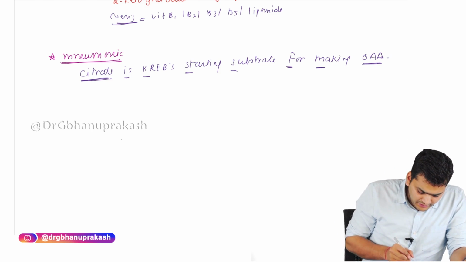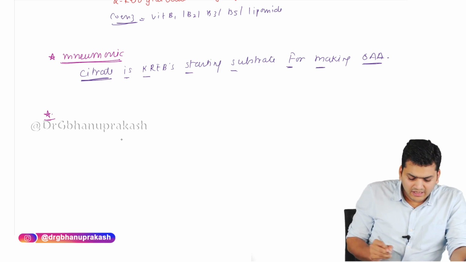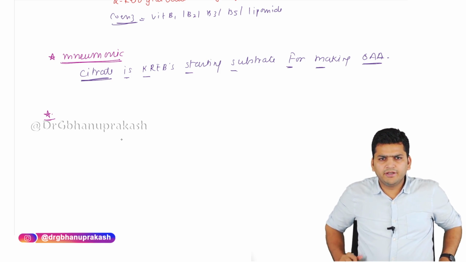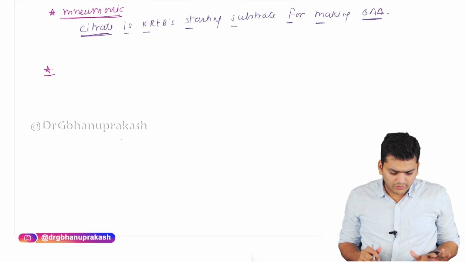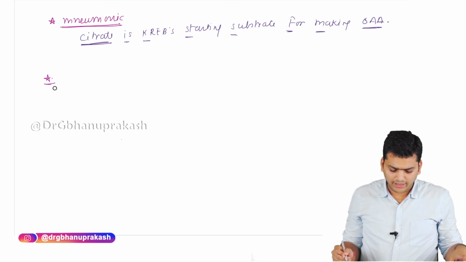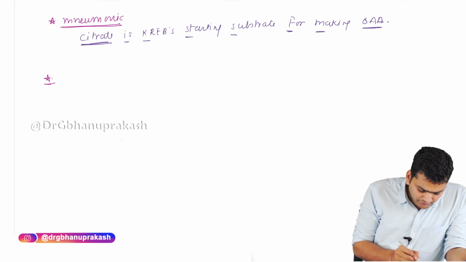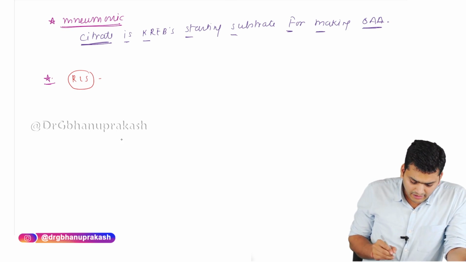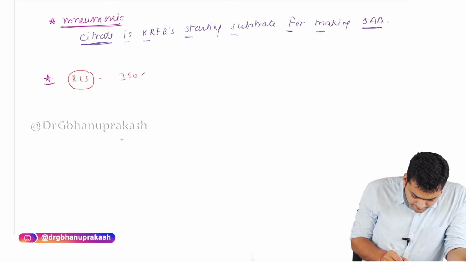Once this point is clear, let's see what are the points that they ask from the Krebs cycle. Now we know the carbon numbers, and we also know the various intermediates. Now we are going to see what are the various points that we should be familiar with when it comes to the Krebs cycle. The first thing that we should be very familiar with is the rate limiting step. The rate limiting step is isocitrate dehydrogenase.